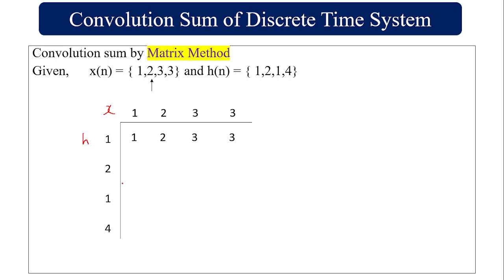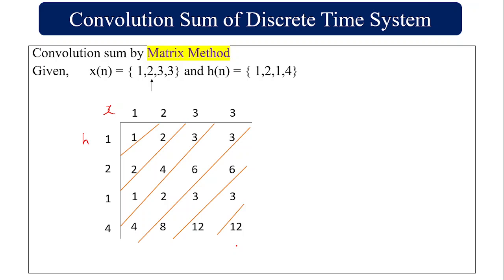Again I'm taking the second row and then I'm going to multiply the entire value. So 2 into 1 is 2, 2 into 2, 2 into 3 and 2 into 3. Third row into this one. So 1 into 1, 1 into 2, 1 into 3 and 1 into 3. Again 4 into 1, 4 into 2, 4 into 3 and 4 into 3. Again you have to get the slashes this way to get your answers here, right?